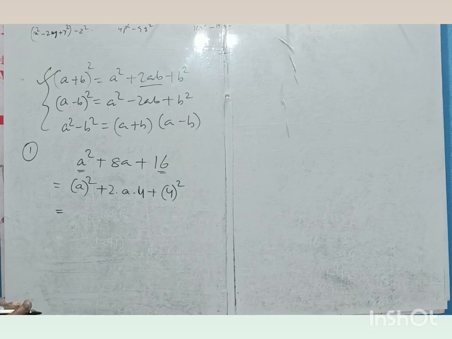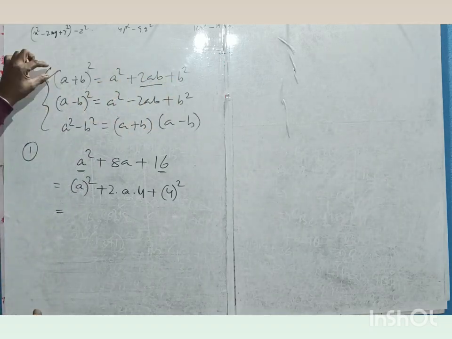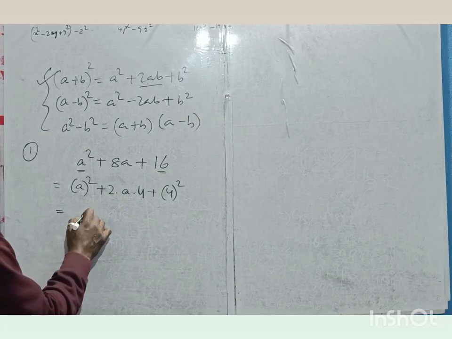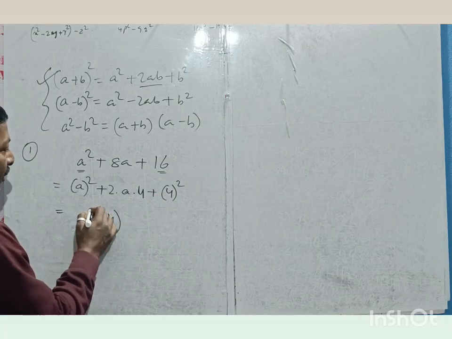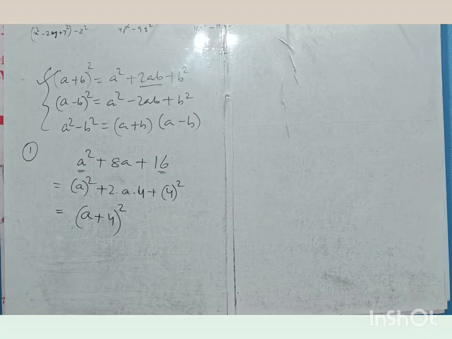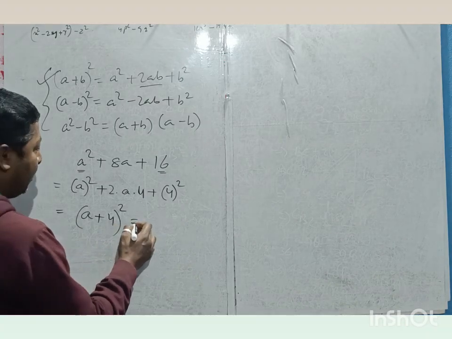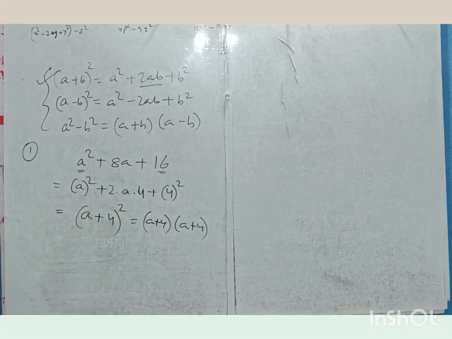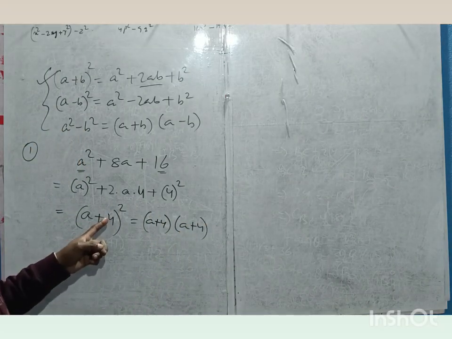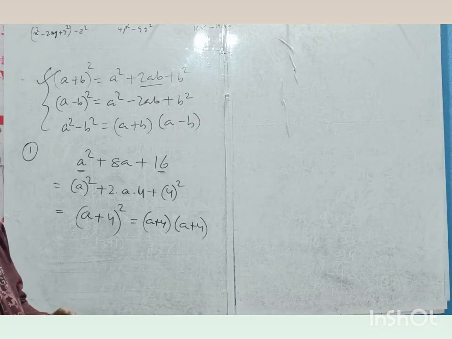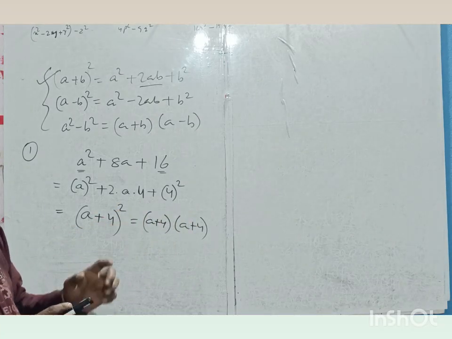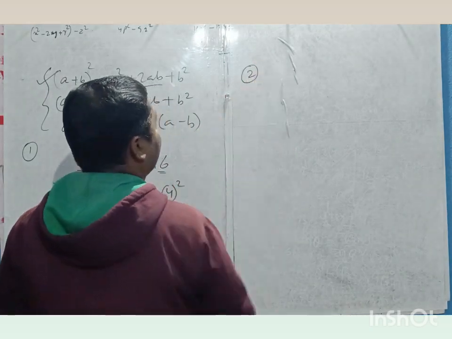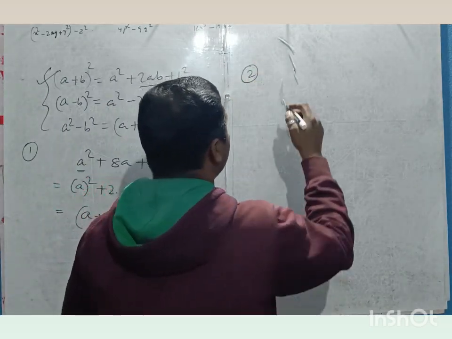Now, if this is in this form, I can write (a + b) whole square. That means a plus b is how much? a plus 4 whole square. You can write (a + 4) into (a + 4). These are the factors. So a square is a into a. It means (a + b) whole square is (a + 4) into (a + 4). Let's solve another problem, another example.